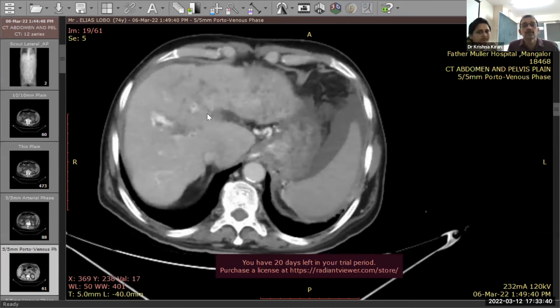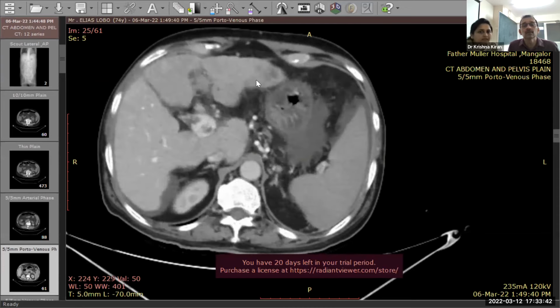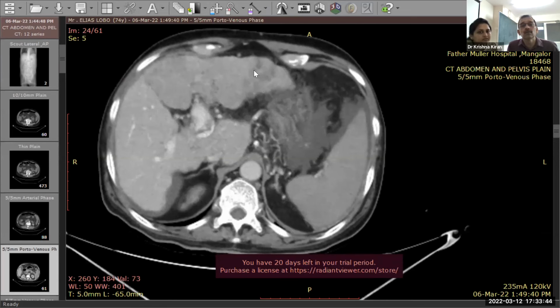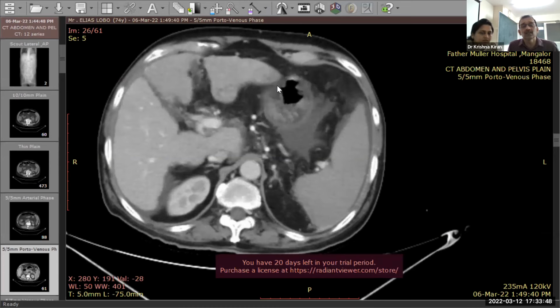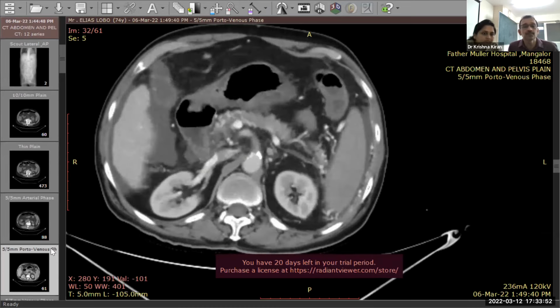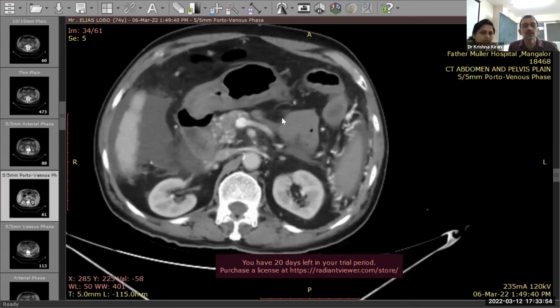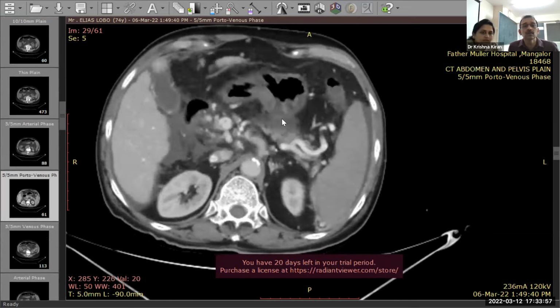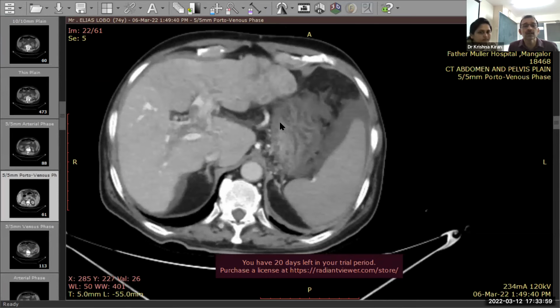the enhancement is still persisting, and the hypodense lesions are still there in the left lobe. They are not enhancing. They are enhancing less than the liver. Correct. Okay. Next. Right lobe. What is happening to the right lobe? No obvious lesions. Okay. Next.